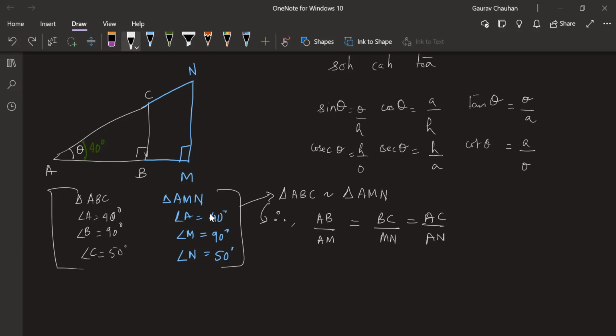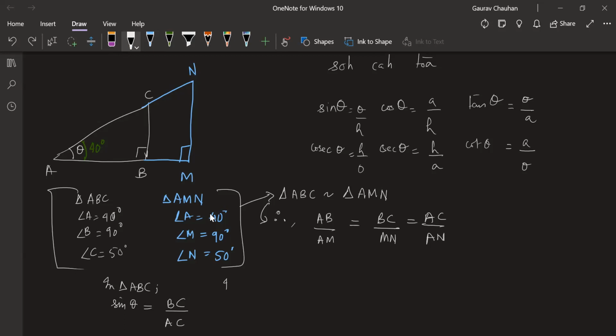Let's take triangle ABC for a moment. In triangle ABC, what would sine theta be? Sine theta, or sine A, is opposite by hypotenuse. So in triangle ABC, sine theta would be BC by AC. Just observe this for a minute: opposite is this, hypotenuse is this. I'm just talking about triangle ABC.